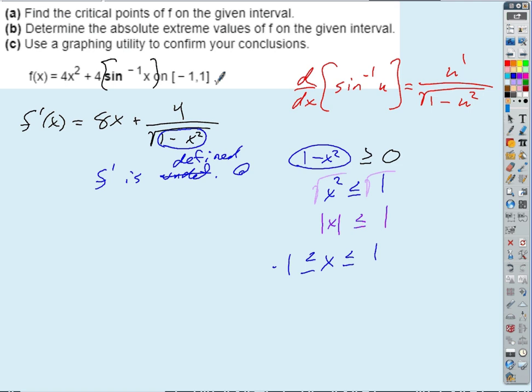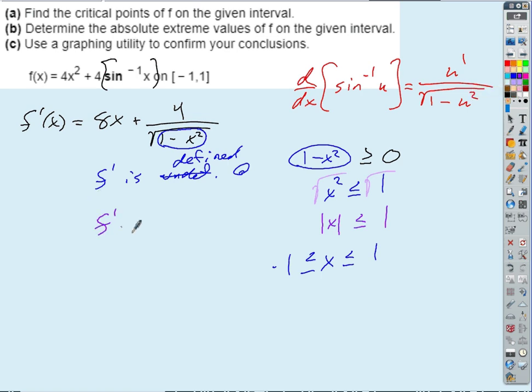Right? So we're okay. The other place would be, so it's defined where the root is greater than or equal to 0. Okay? We could have done it the other way and said it's undefined when 1 minus x squared is less than 0. That would have been fine too. Could have solved that inequality.